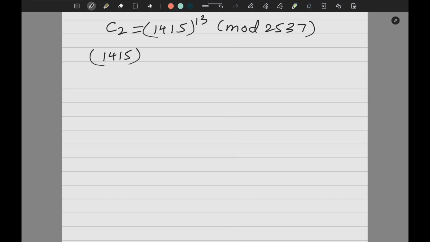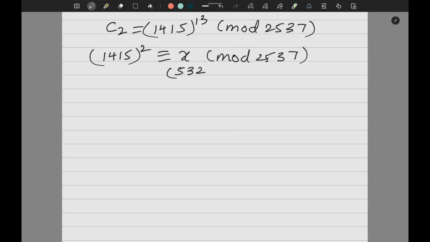So now for M2, when you are solving, you are finding out C2 is equal to 1415 power 13 mod 2537. Now again, I cannot handle power 13 directly. So start with 1415 square congruent x mod 2537. Okay. Now once you solve this, you will get, I am writing the values directly. Now you should calculate yourself. So 532 you will get.